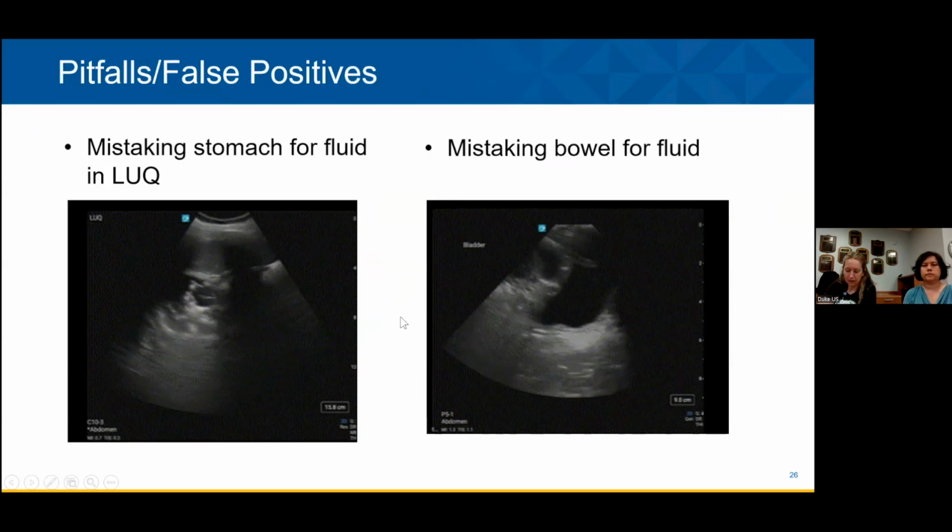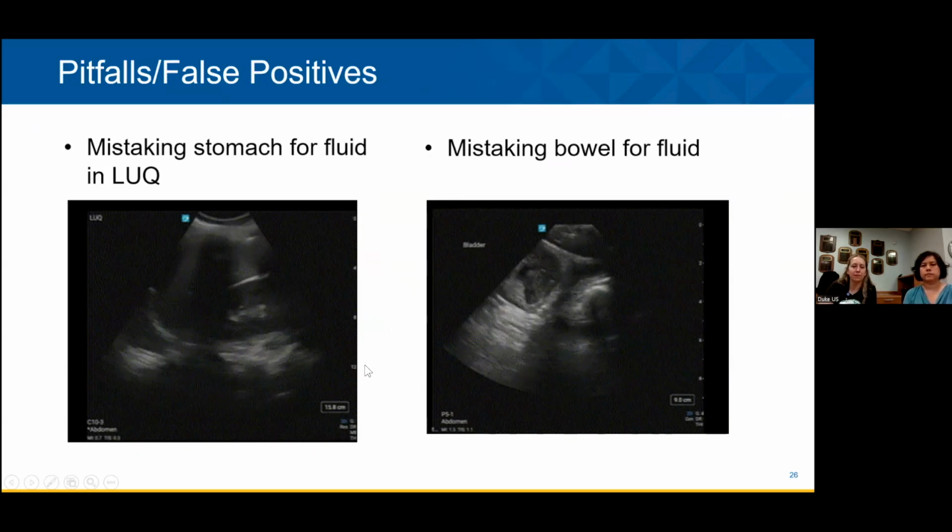And then last thing, a couple of pitfalls that we see commonly for the FAST exam.